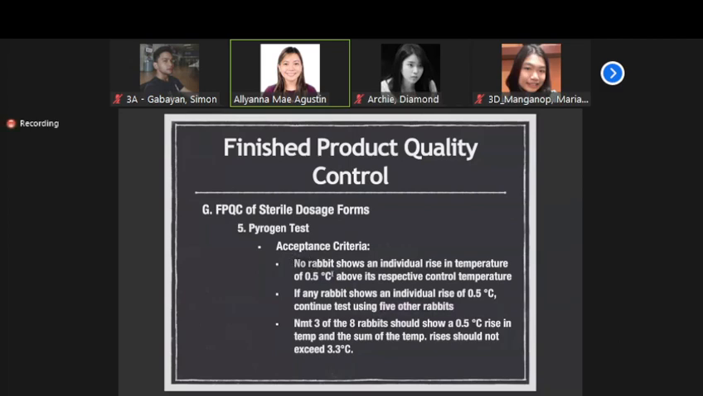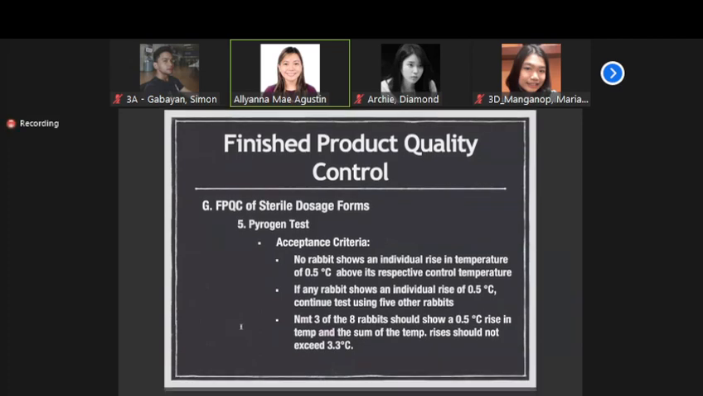Sa 3 rabbit, dapat walang nag-0.5 degrees Celsius increase. Kung meron, then add 5 more. So, sa pag-add ng 5, naging 8 na. So, sa rabbits na 8, hindi lumampas ng 3 ang nag-0.5 increase, plus kung i-add mo lahat ng increase in temperature, hindi siya lalagpas ng 3.3. Okay? Take note, naka-end yan. So, dapat both conditions are satisfied. Dapat ma-meet niya yung dalawang conditions na yon para masabi mo na pasa siya.